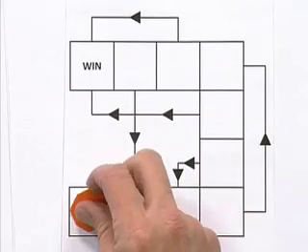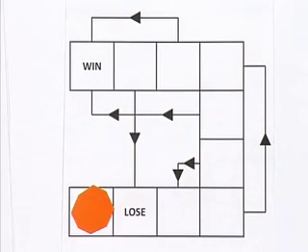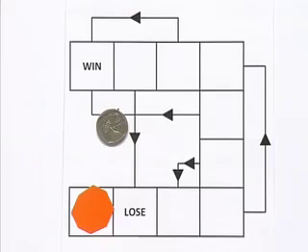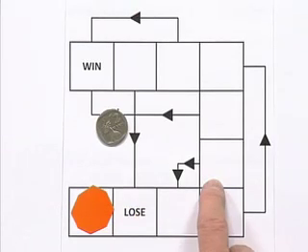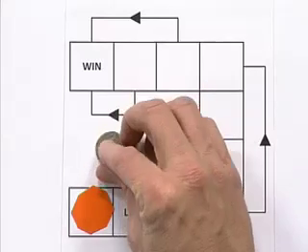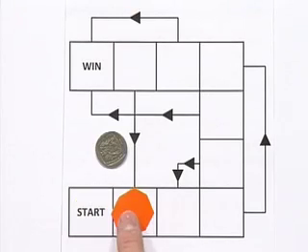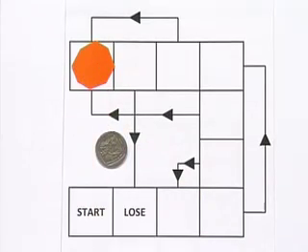To play the game, you place your marker on the starting square and then you toss your coin. If the coin comes up heads, you move forward one block at a time. By contrast, if the coin comes up tails, you move forward 2 blocks at a time. Now, you play the game until you either land on the lose block, in which case you've lost and the game is over, or you land on the win block, in which case you've won and the game is also over.